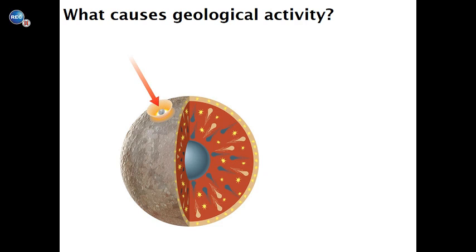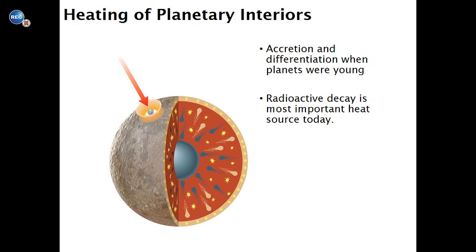So we got to talk about how this actually happens. These are processes that use energy, and we also need to talk about those processes in particular. But we need to talk about where that energy comes from and what's going on. So the interiors of planets are hot, and that energy has to come from somewhere.